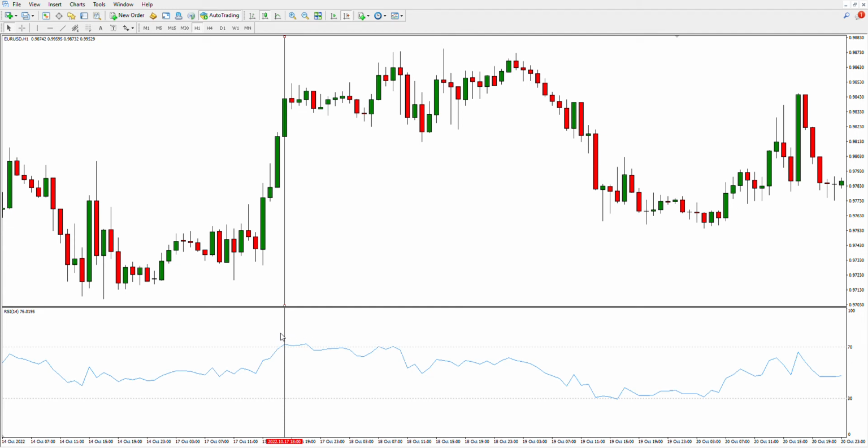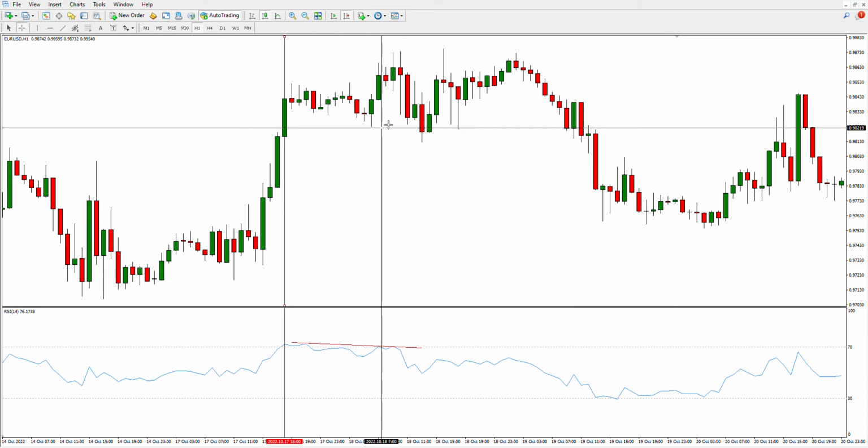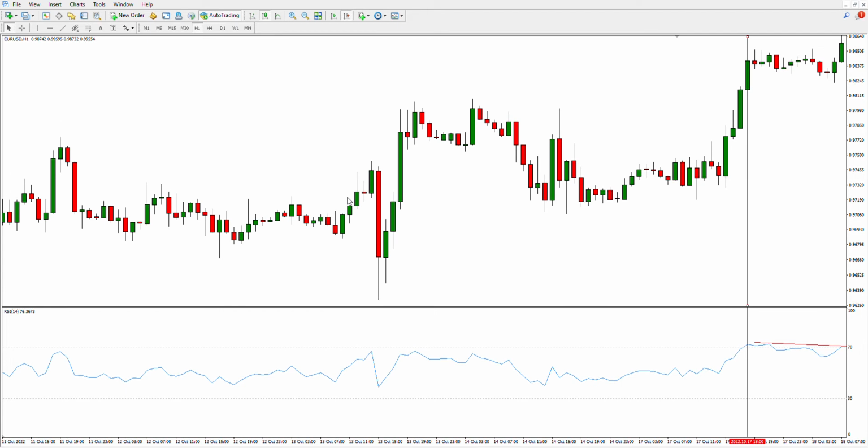We don't actually really get any clear divergence, arguably, here. However, when you look at the price action, it's ranging, so there's no definitive trend either way, so that probably would have been a reason to skip that particular trade.